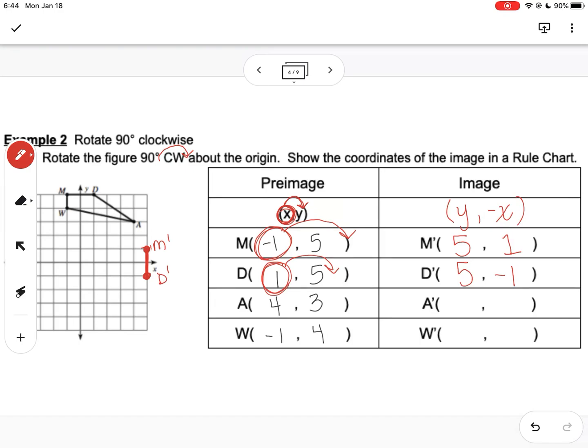Next, I'm going to rotate point A. Right now it's at 4, 3. So I'm going to grab that X value and move it clockwise. So that'll be at 3, -4. Whichever point is at the end of the arrow is the one that's moving and changing signs. All right, so 3, -4, and that is A prime.